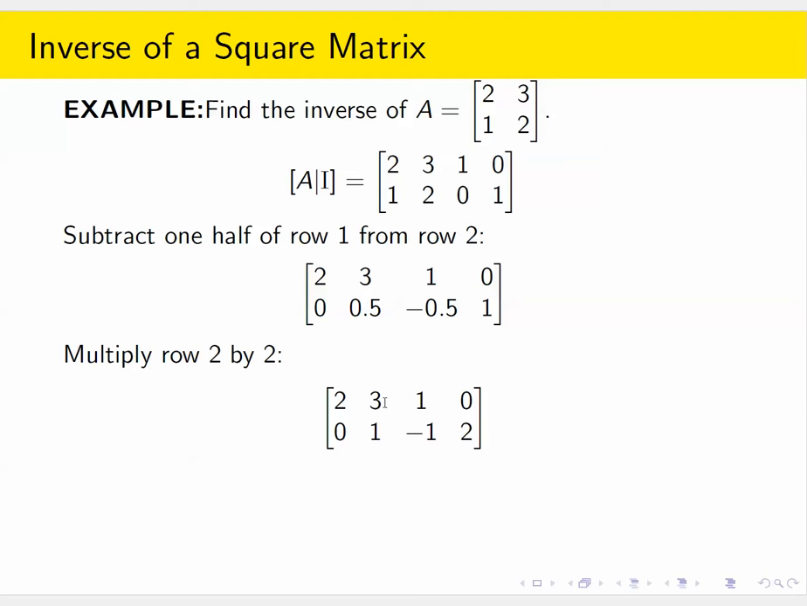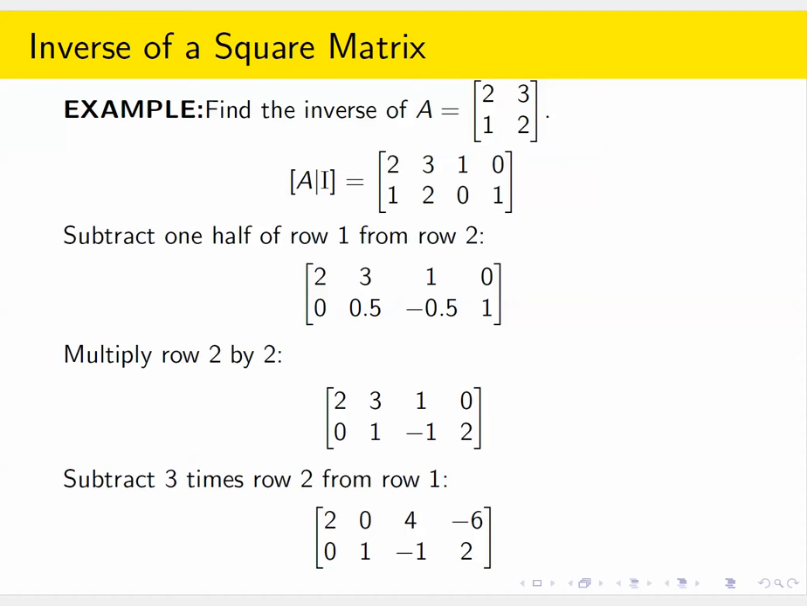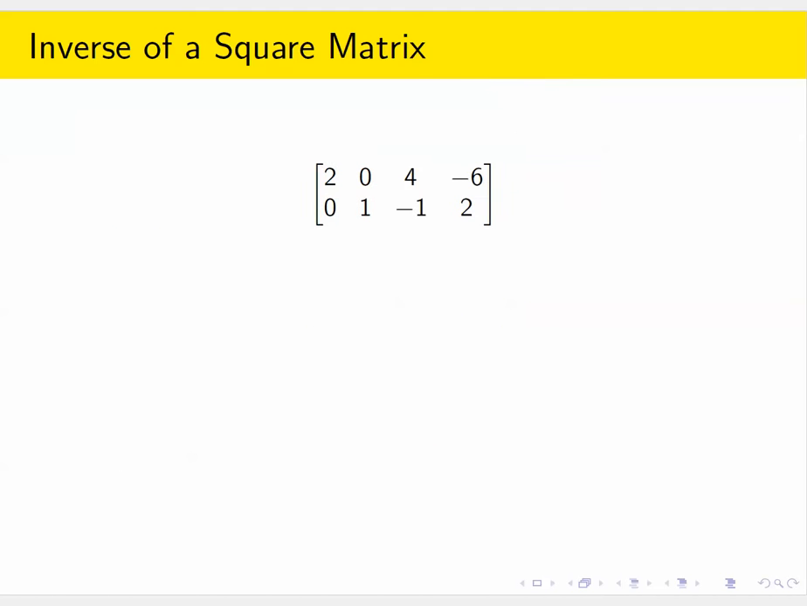My next goal would be to make the entry above that 1 into a 0, so I'll subtract 3 times row 2 from row 1. And from that point, my next goal would be to make this 2 in the top left corner into a 1. So I can do that if I divide row 1 by the number 2.